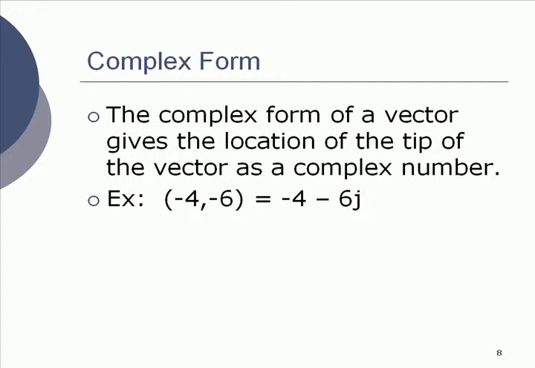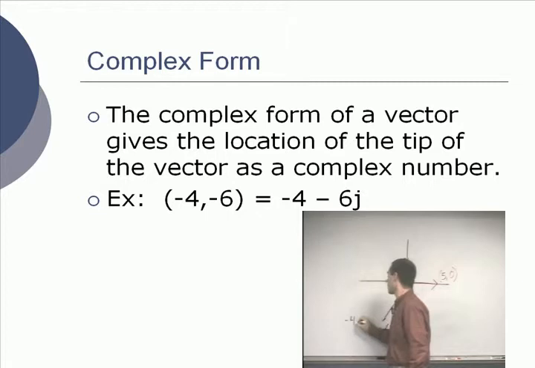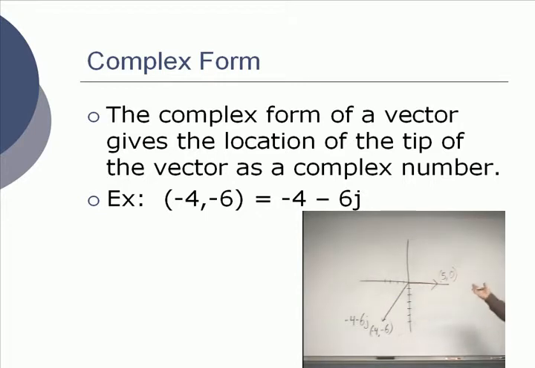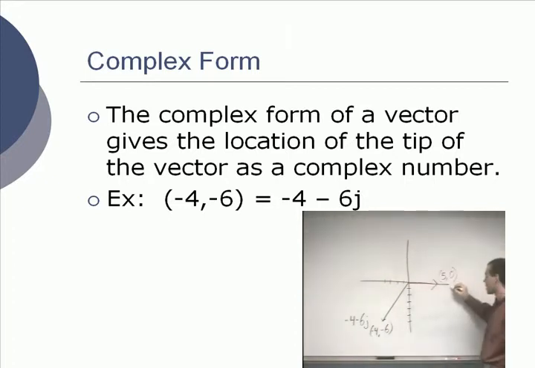We're not going to do any more than recognize that we can take a vector in rectangular form and write it as negative 4 minus 6j. The first one that we drew here, negative 4, negative 6, could be written as negative 4 minus 6j. And the reason we do that is because when you start working with imaginary numbers, you'll work on what's called the complex plane, which is almost exactly the same as the Cartesian plane, except that this is not referred to as the x-axis. It's called the real axis.